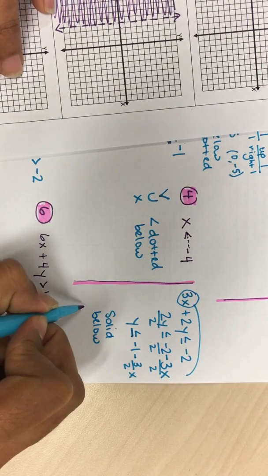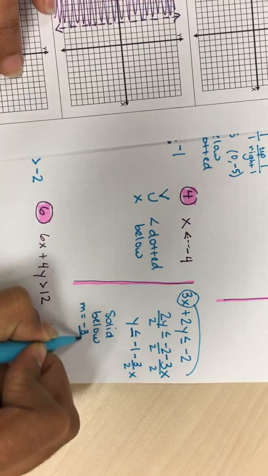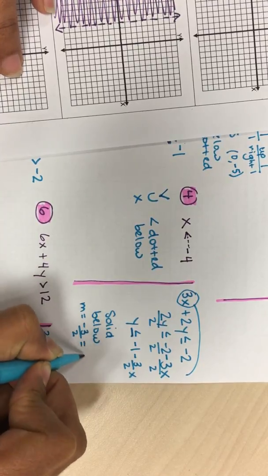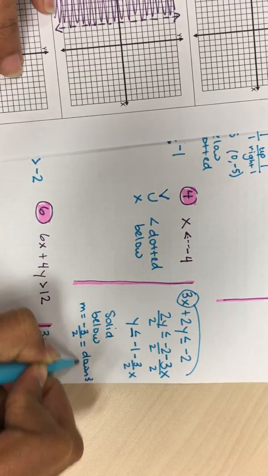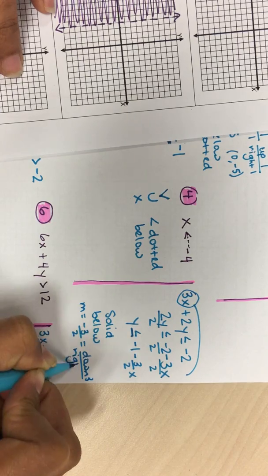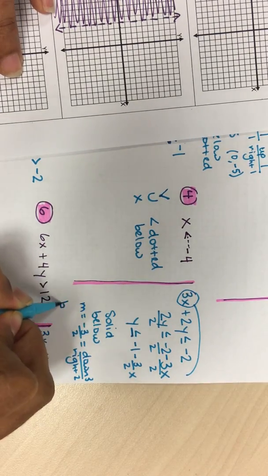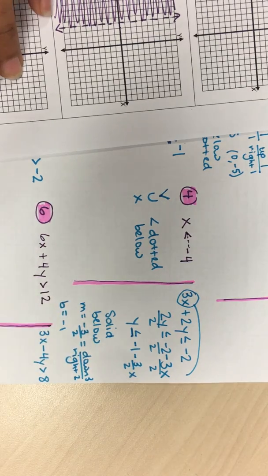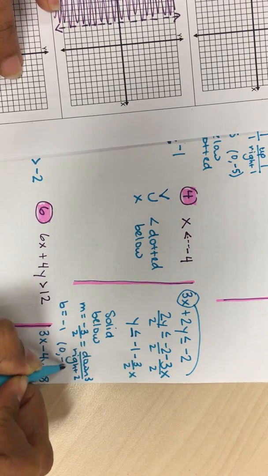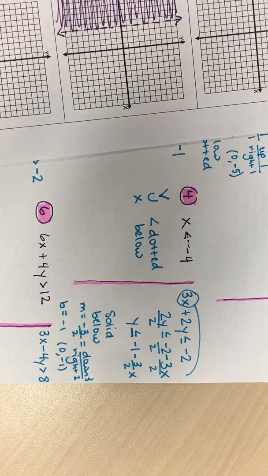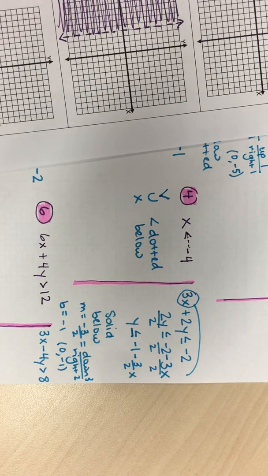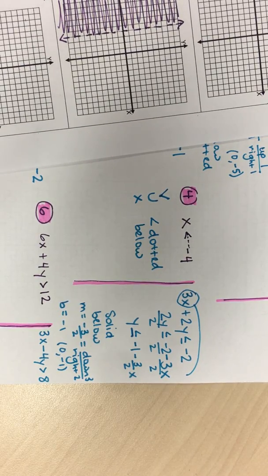Okay, and my slope, down 3, right 2, and my b value is -1, which means my first point is here. Go ahead and pause the video and try to graph that.